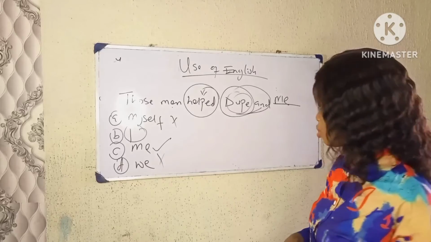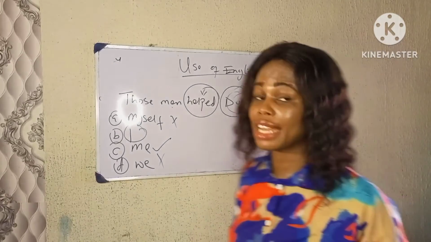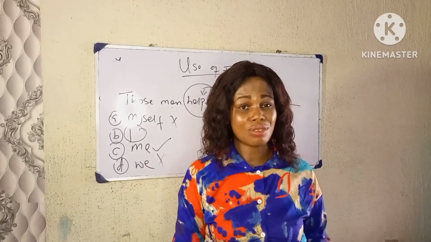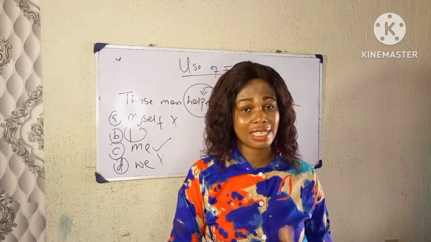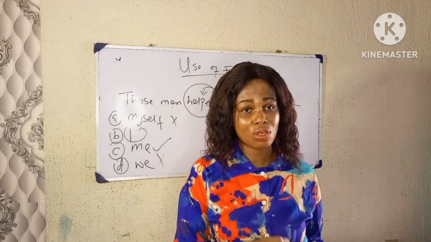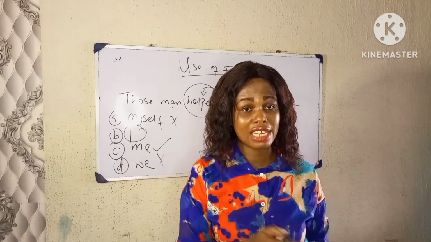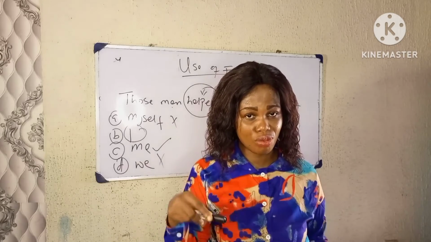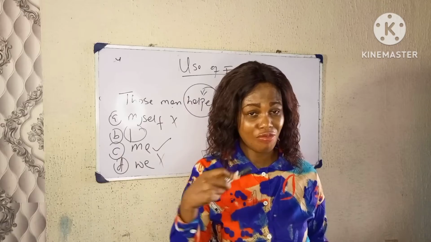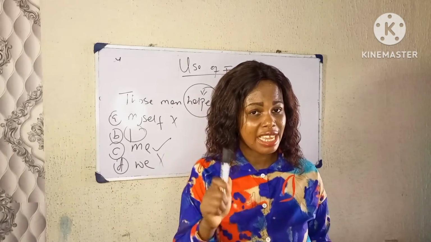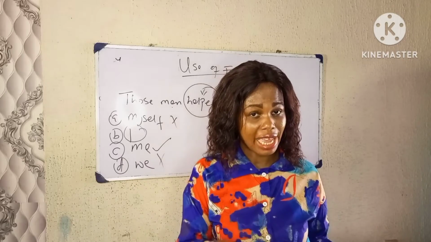So that is it. That's how to use subject and object pronouns in a sentence. It's very easy. Now, if you're having confusion, if you're faced with a question that contains you and I or you and me, what you should just do is to remove you from the sentence. It will help you to know if what should be there is me or I.